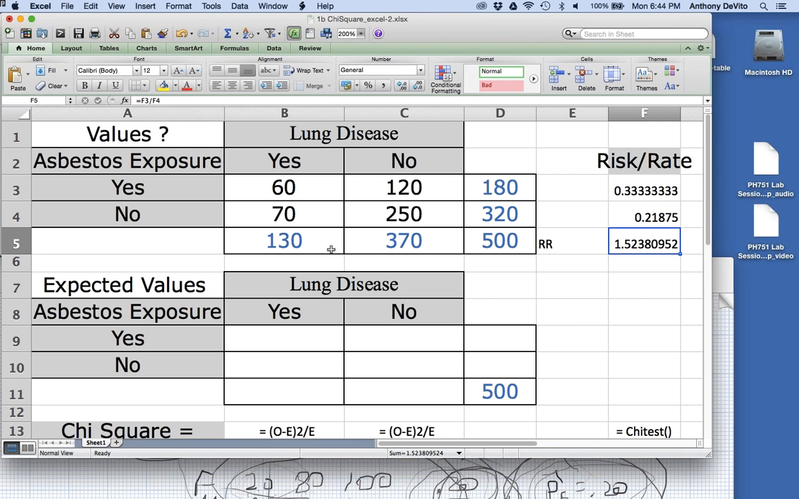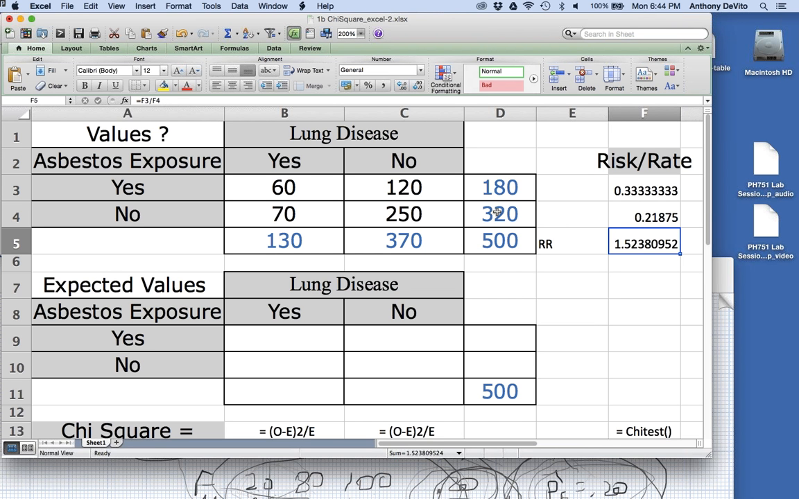1.5 then, right? At least one of you guys caught that. It's 60 over 180 and 70 over 320. That's the rate. So now my relative risk, or my relative rate, is 1.5. What does that say to you? Your risk of getting lung disease if you were exposed to asbestos within this population is 1.5 times that if you didn't have that exposure. That's called relative risk, or relative rate, RR.